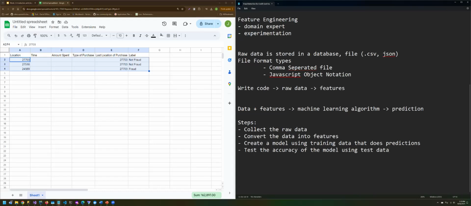So we looked at collecting the raw data. We looked at converting the data into features. Let's talk about creating a model. Now, what is a model? I get this question quite a bit. A model, if you think about addition, subtraction, multiplication, division, we have a model on how we do it, right? We have the number line. And so the number line is our model, right?